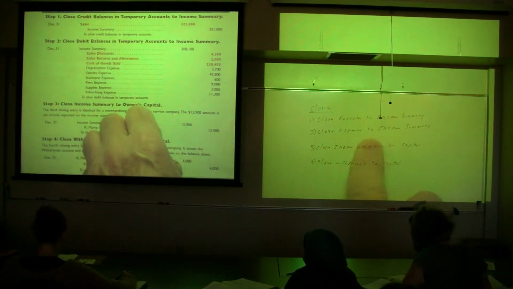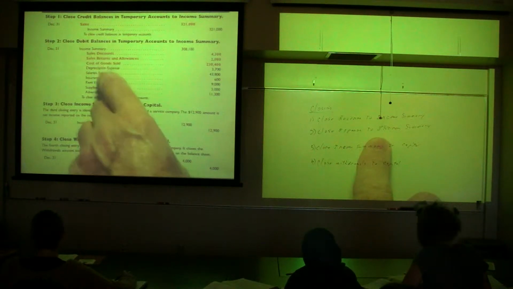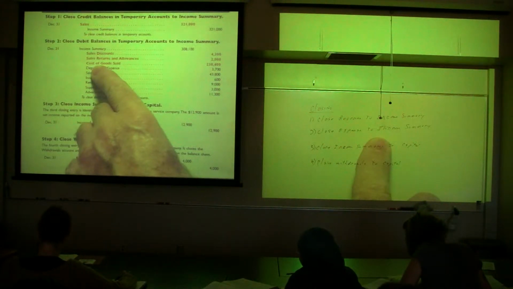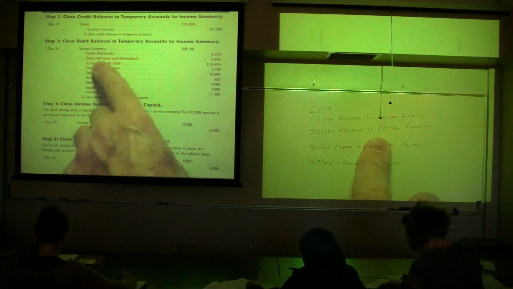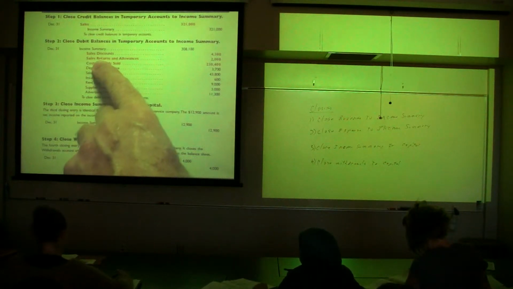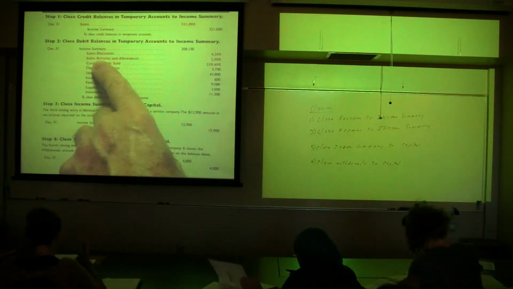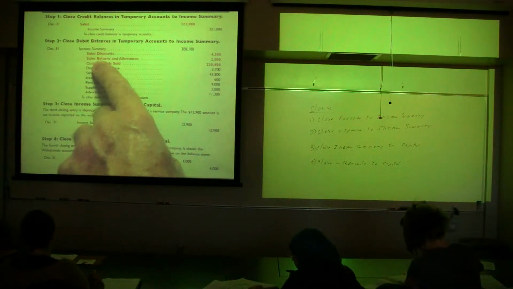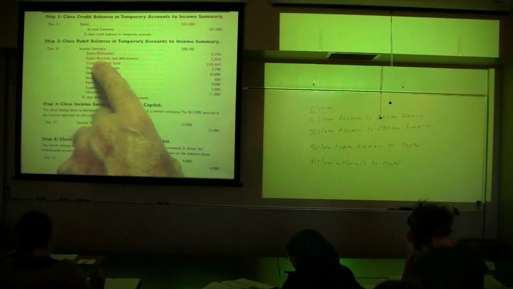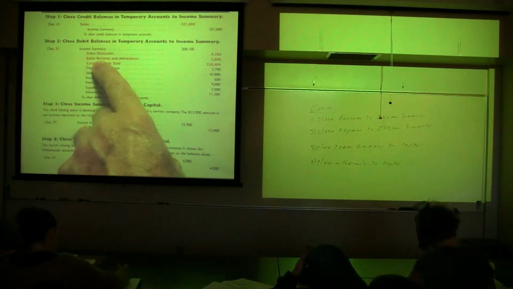Then we're going to close expenses to income summary. Now the only thing that's different here is we have an additional expense account, cost of goods sold, and these 2 contra revenue accounts. They're temporary accounts, they're closed with the expenses. Okay? They have a debit balance, and they're just closed with the expenses.